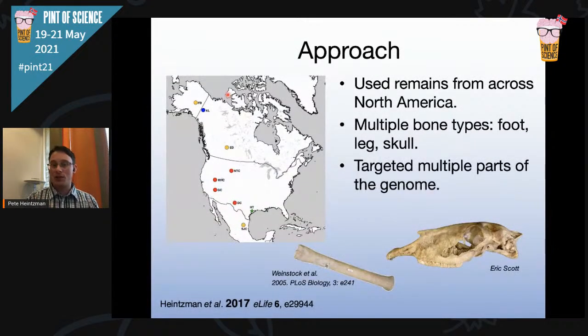The approach we used here is we used remains that were found from across North America to see if there was any variation. We sampled multiple bone types: foot bones, leg bones, and even a skull. And unlike the previous ancient DNA studies, we targeted multiple parts of the genome to give us a much fuller and robust representation of what these stilt-legged horses were.